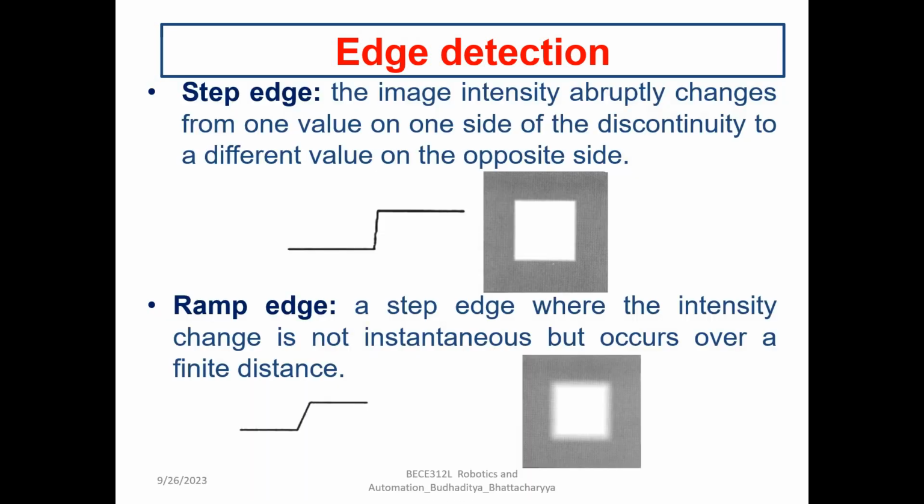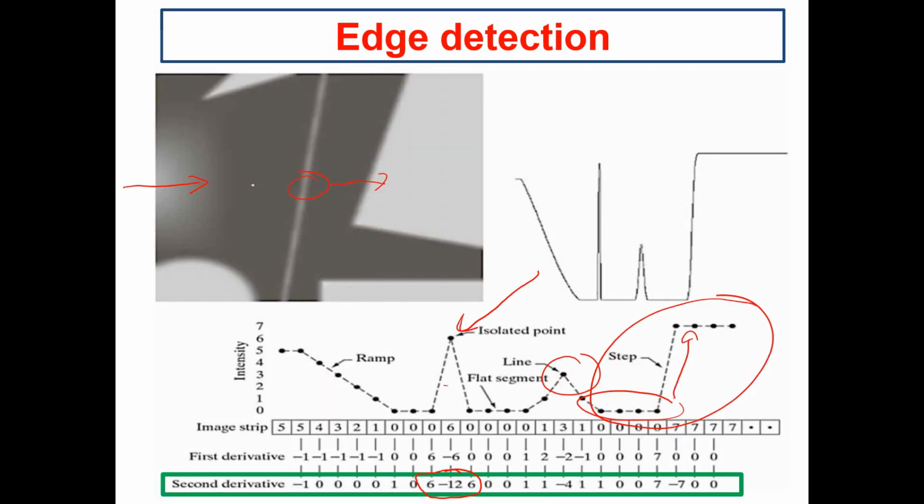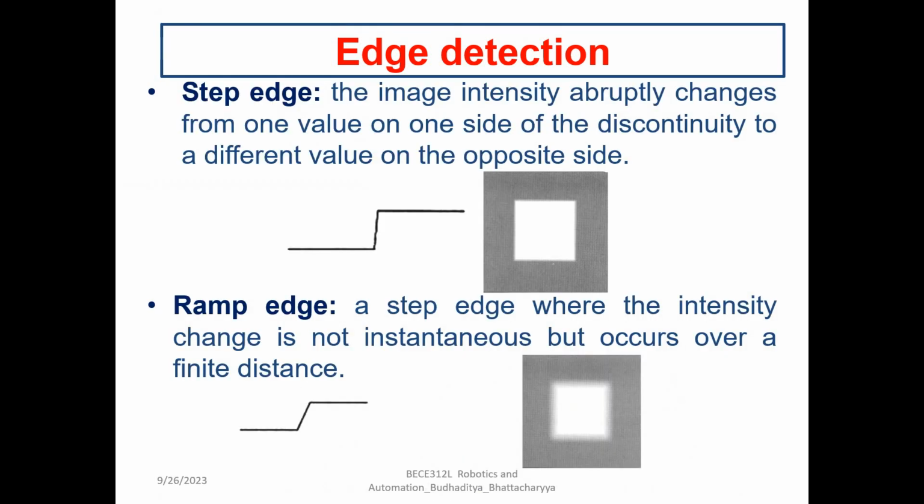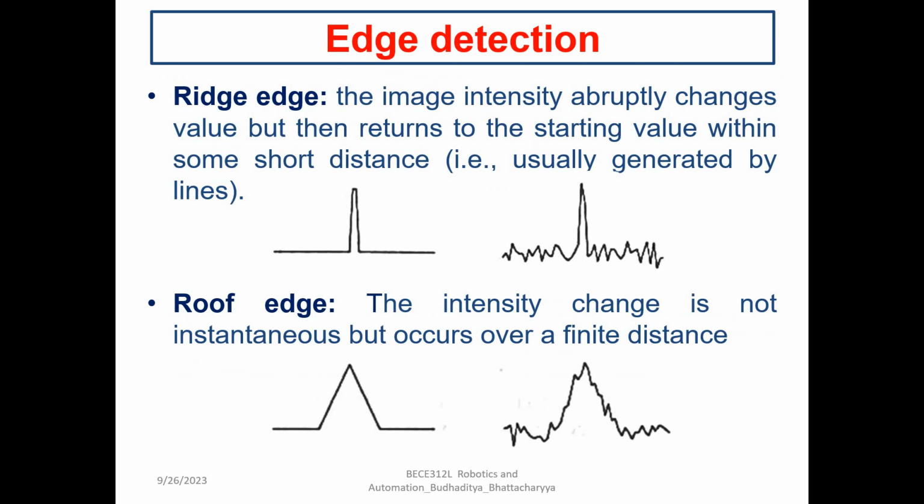The second one is the ramp edge, where there is a gradual change. If you observe, this is a negative ramp that we are looking at. Similarly, there can be a positive ramp, maybe over here, in the small segments. So that's a ramp when there is a steady change. A ramp is a step edge where the intensity change is not instantaneous but occurs over a finite distance. Quite obvious and understandable, I guess.